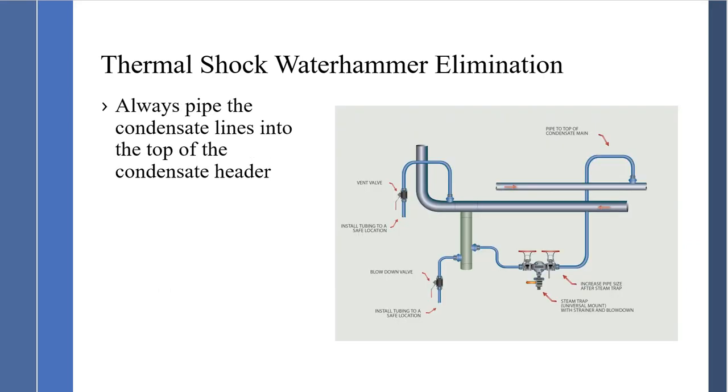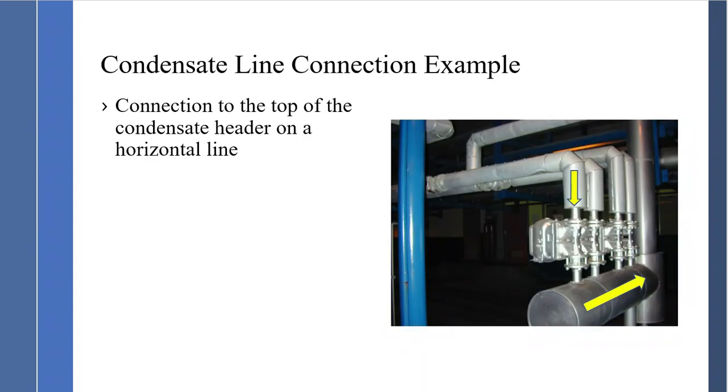So thermal shock elimination is easy. I always pipe to the top of the condensate lines or the condensate header. Then there will be no Waterhammer. As shown right here, coming back up into the top, there's no Waterhammer, even if the condensate line is flooded. Another picture showing a connection into the top of a horizontal header. Process steam traps are here, no sound, no noise effect.